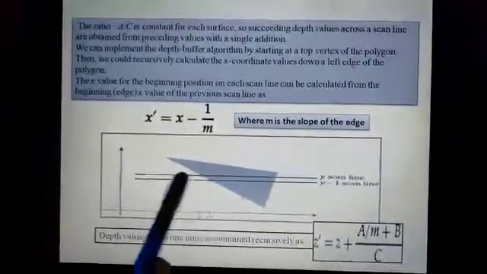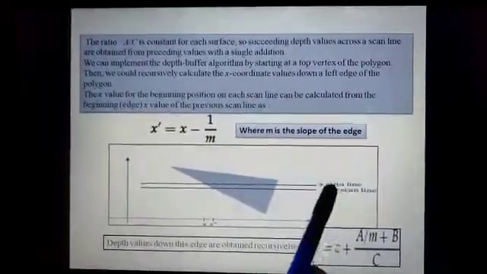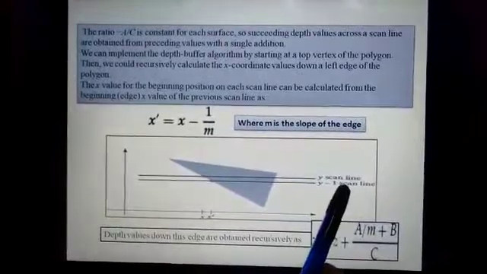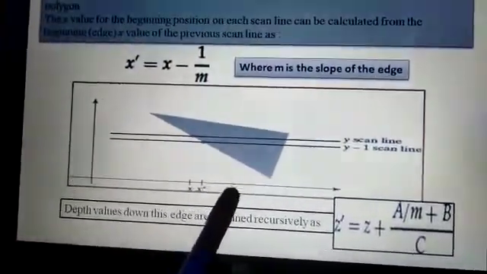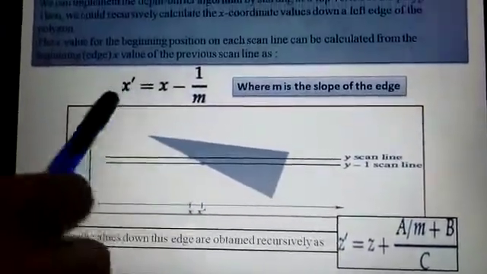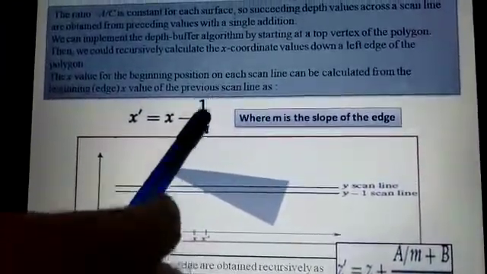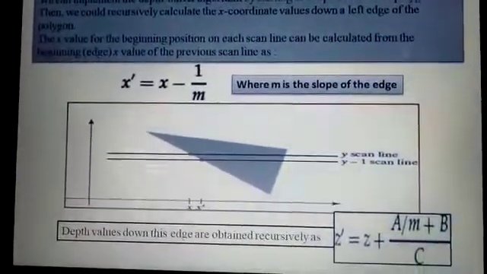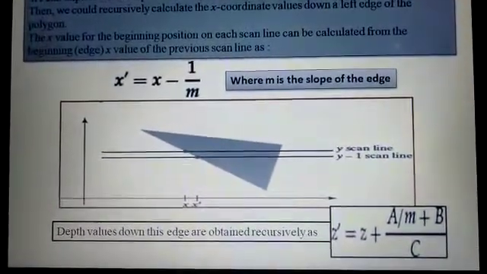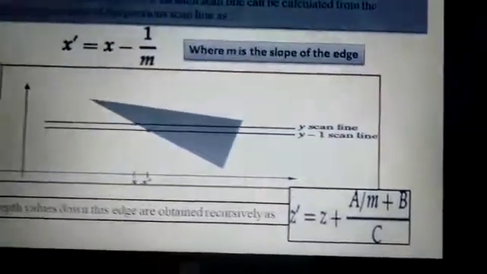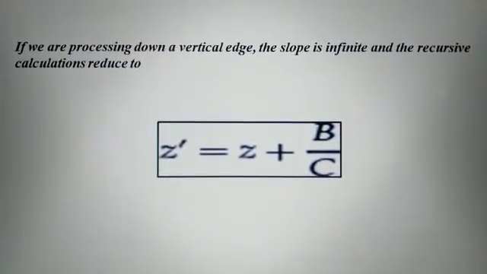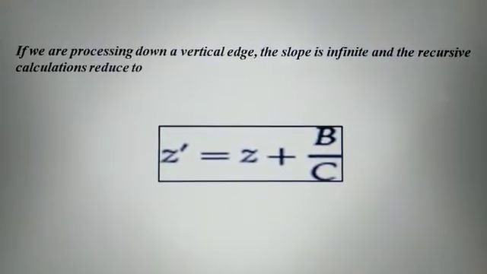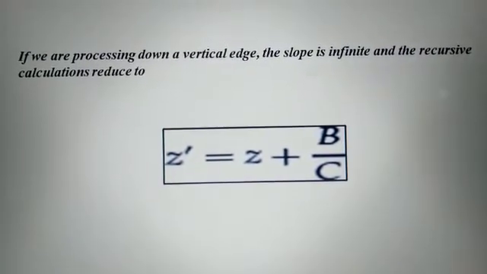You can see these are the scan lines we were talking about. Y scan line, y minus 1 scan line, similarly x scan line, x dash scan line, and so on. Therefore, x dash can be defined as x minus 1 divided by m, where m is the slope of the edge. Therefore, z dash can be defined as z plus a divided by m plus b divided by c. If we are processing down a vertical edge, then z dash can be given as z plus b divided by c.